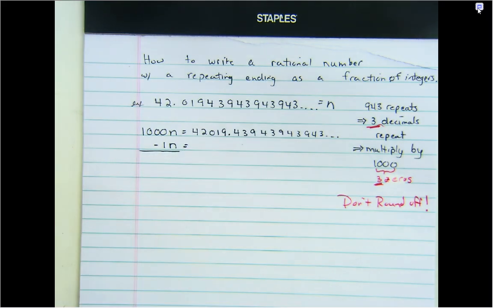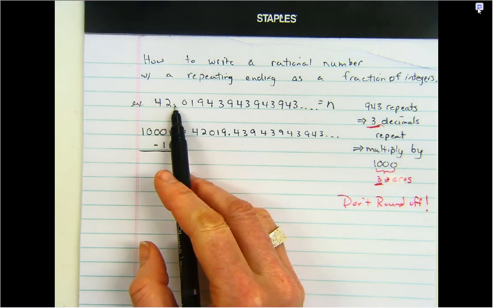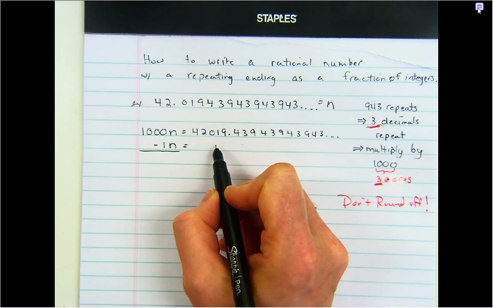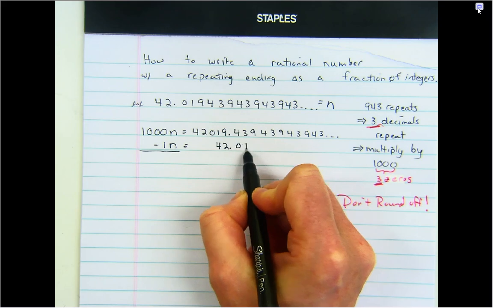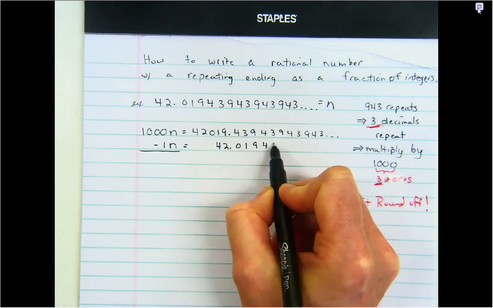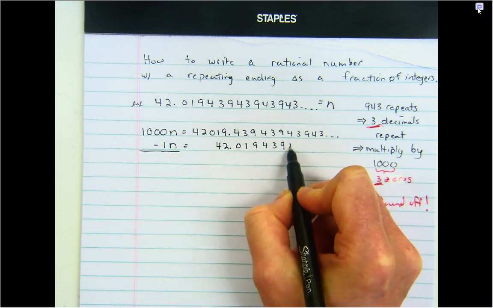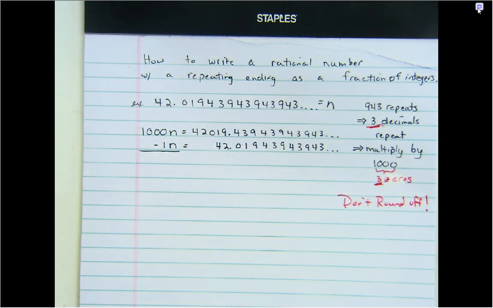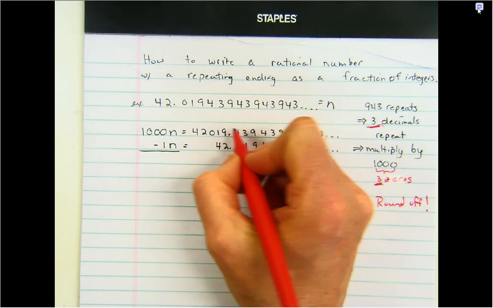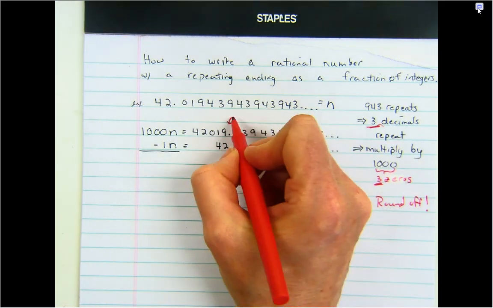As we put our original number underneath to subtract, make sure you line up your decimal places. So my original number was 42 decimal place 01943943943, so I put the 42 under the 42019. If you line up your decimal places, the ending there, the 943s, should line up as well on the right.